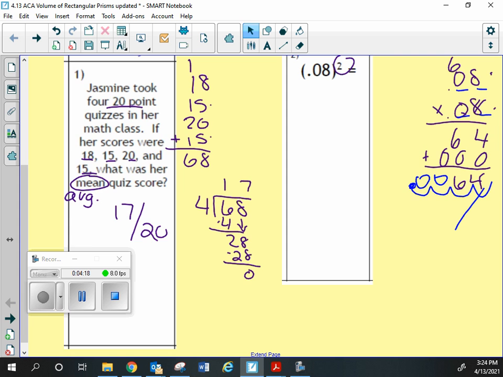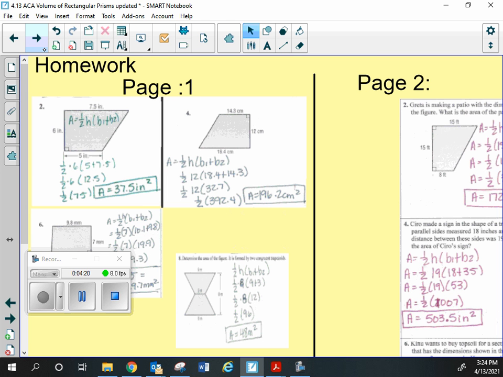Alrighty, let's look at the homework. I had a few people ask about some of the trapezoid problems from the homework we did. If you have a question, I know number 8 was one. Number 6. Let's look at that one first.